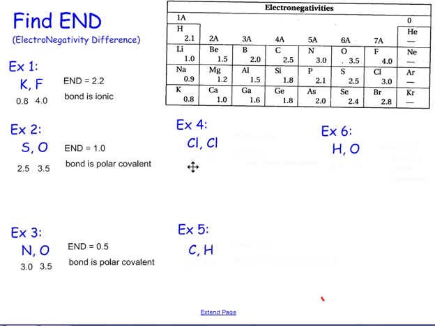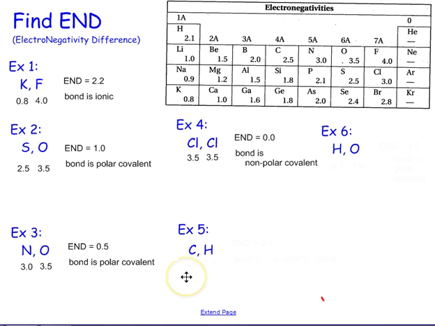Example number 4, chlorine. If you wanted to bond two chlorine atoms together, since it's two atoms that are identical, the electronegativities will be identical, which means that the difference will be 0. So here, the two chlorines will share the electrons in the covalent bond equally, and we would say that that bond is a nonpolar covalent bond.